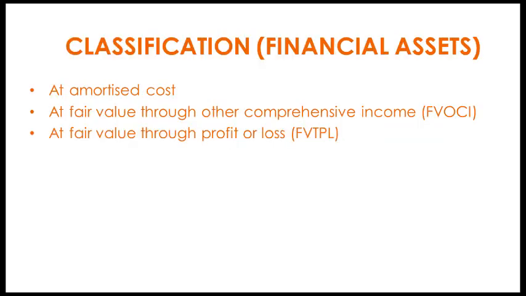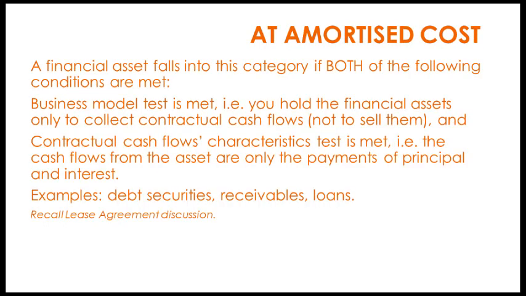Now, with regards to recognition, we have three classifications of financial assets. We have at amortized cost, at fair value through other comprehensive income, and at fair value through profit or loss statement. Now, this will be really tricky, so you have to be careful, especially when you are recording or recognizing financial assets. A financial asset can fall into the category of at amortized cost if both of the following conditions are met.